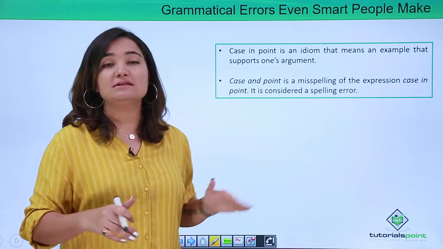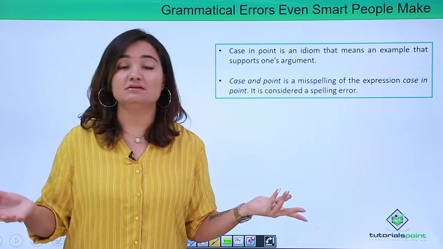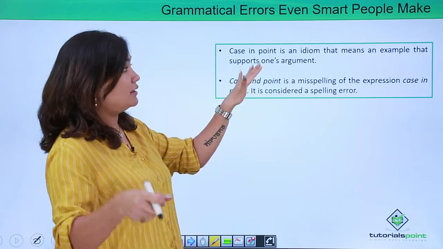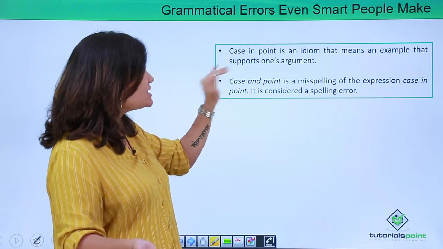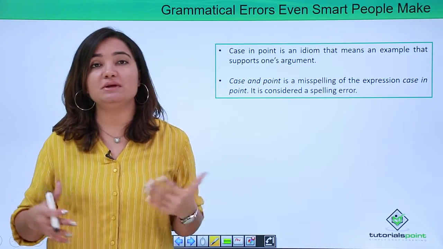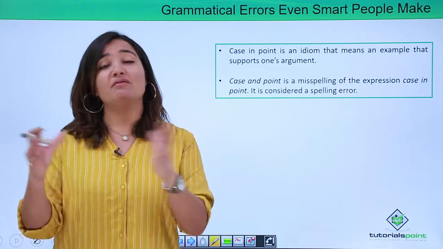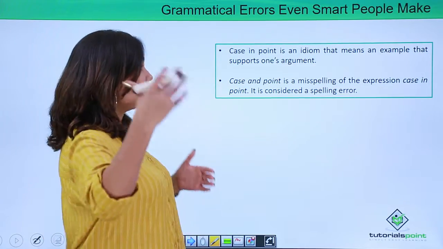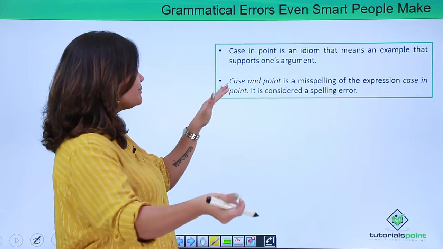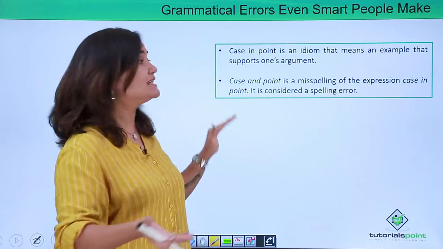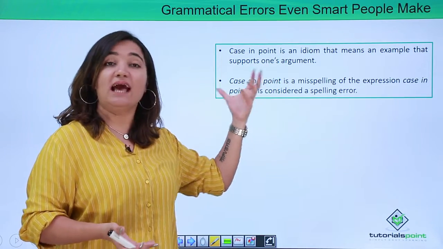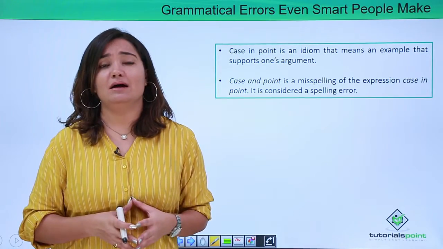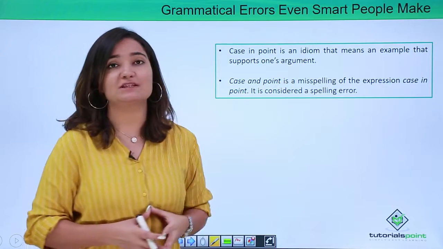Okay, now there's another idiom which is again a part and parcel of our language, and it is "case in point." What it actually means is the evidence that you are probably using to support your argument. But usually we mistake it as "case and point." So "case and point" is again not right. It is again wrong. It is basically considered a misspelled expression, right?